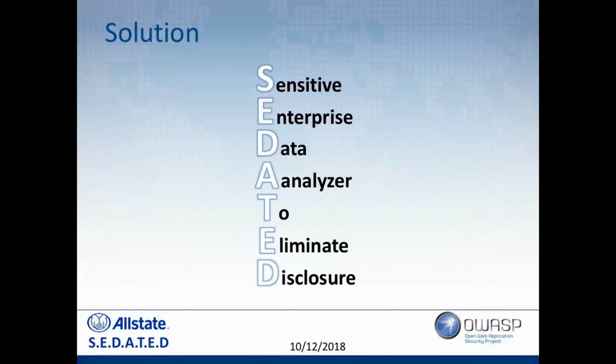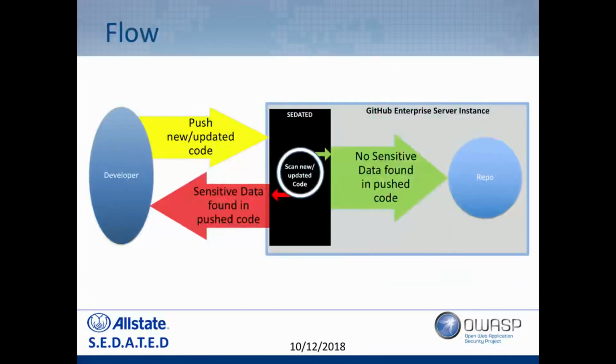I want to talk about the flow of SEDATED. How does SEDATED work? What exactly does it do? So in this diagram here on the left-hand side, you have a developer, and on the right-hand side, you have your Git server. In this example, this is GitHub Enterprise. This could be GitLab, or this could just be a Git server that's running. So the developer's coding their code, right? They're constantly coding and pushing things to their repository.